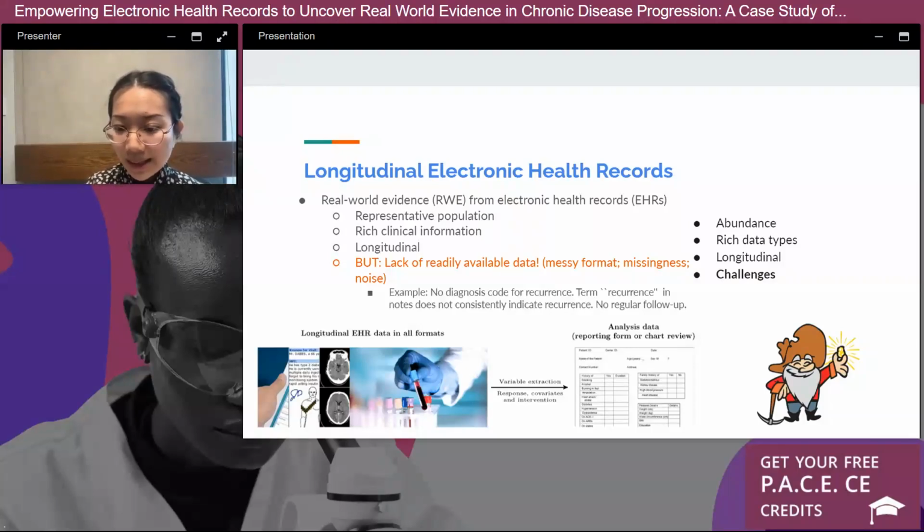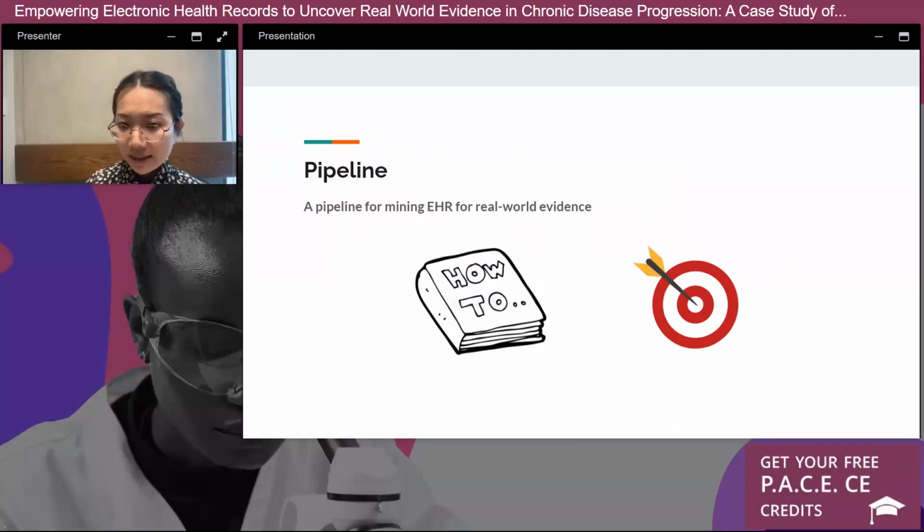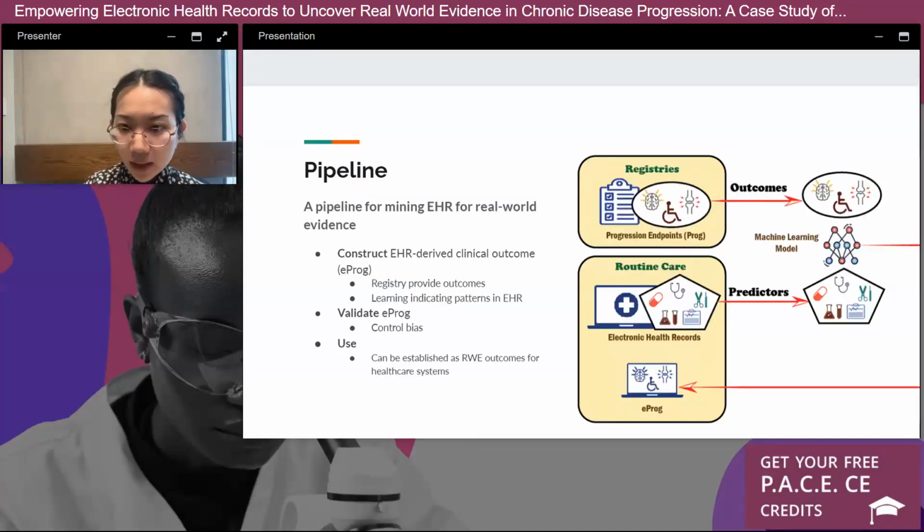So that's why we will now present a pipeline for mining the EHR for real-world evidence. I will give you a conceptual summary of how exactly we think we could do that. On a very conceptual level, say we already have some well-documented outcome of interest that is collected from the registry. What we're trying to do here is to say, okay, I have a large amount of EHR data stored in the routine care.